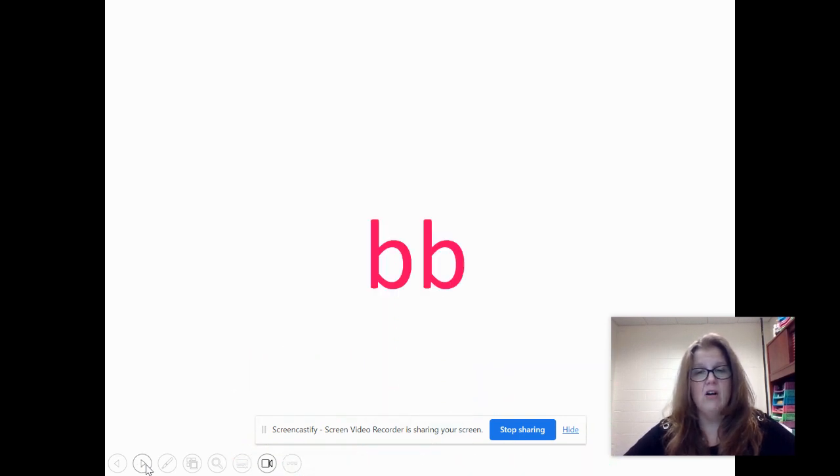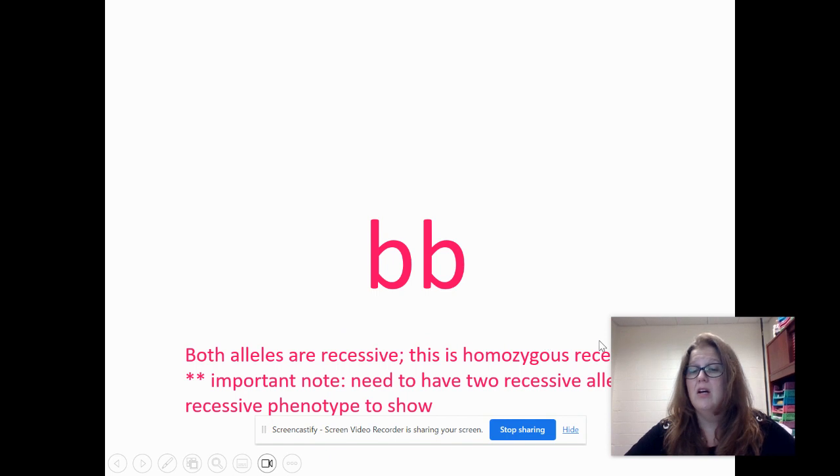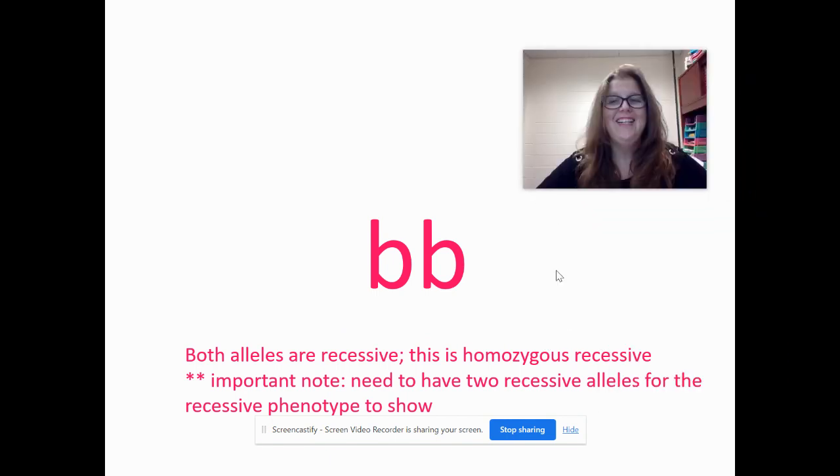And then finally our little b, two recessive alleles. And hopefully you're already thinking, hey, I know that both of them are recessive. Homozygous means same. So they're both the same. So it has to be homozygous. And they're both recessive. So I have to put homozygous recessive. So both alleles are recessive. This is homozygous recessive.